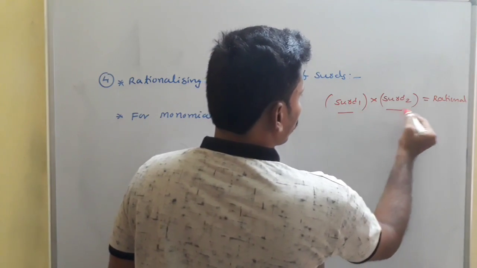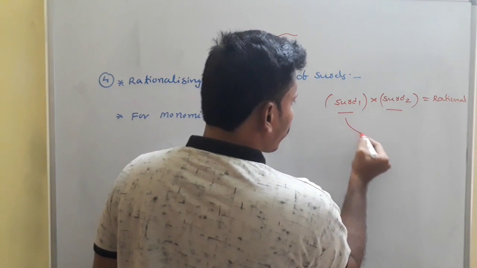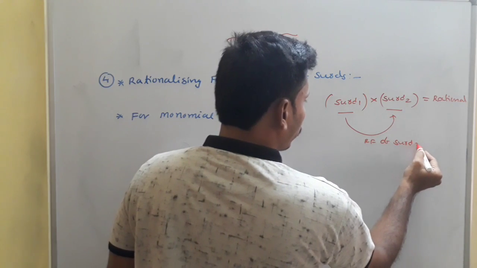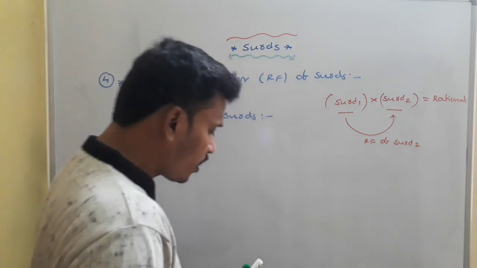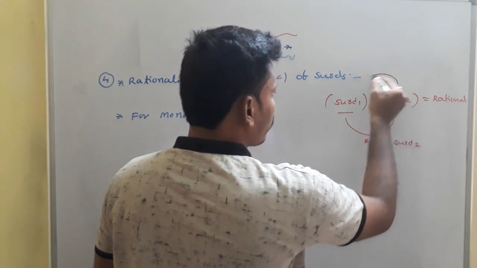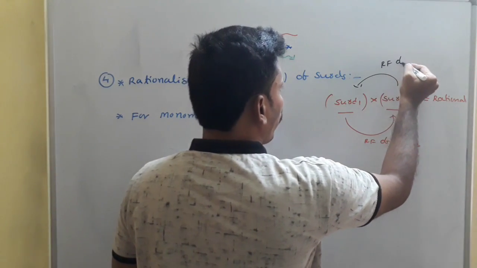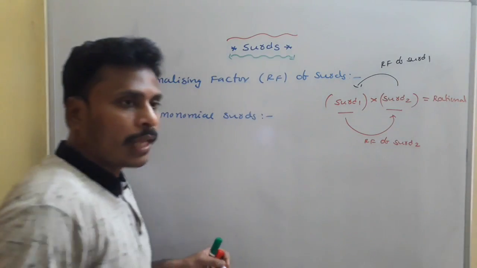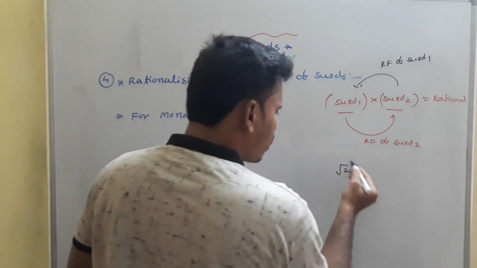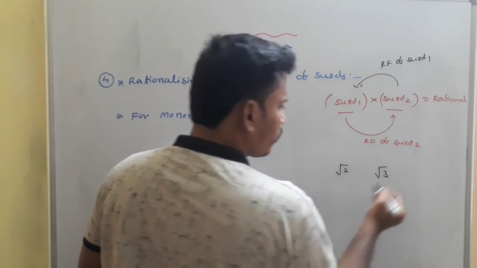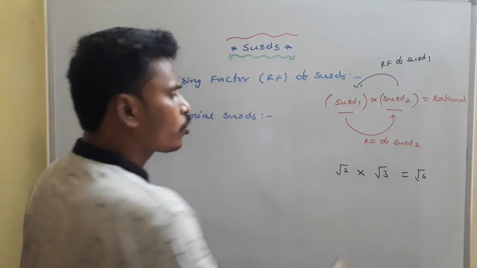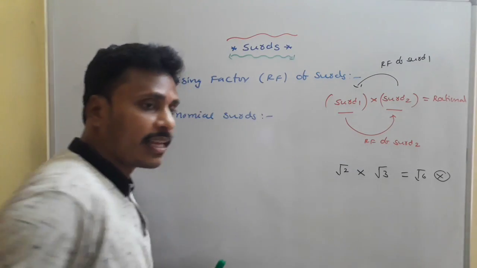So if the product of two surds is rational, this surd 1 is considered as rationalizing factor of surd 2, whereas this surd 2 is considered as rationalizing factor of surd 1. I will give you simple examples. For example, I have a surd root 2. I have another surd root 3. If I multiply these two, the result is root 6. Root 6 is not rational. So this is not helpful in identifying rationalizing factor.